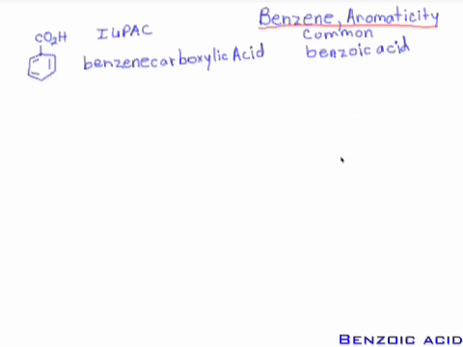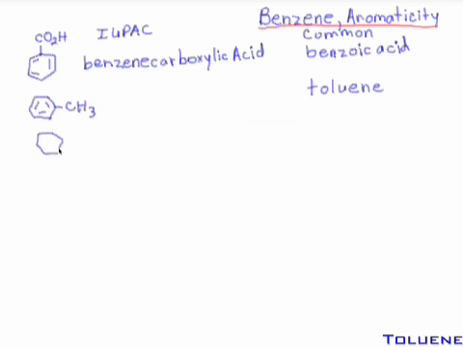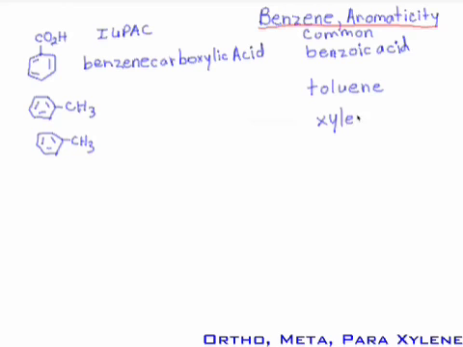Let's look at some other common names that supplant or are often used in preference to the IUPAC name. For example, the name methylbenzene is also hardly ever used. In place of methylbenzene, we use the common name toluene. Toluene is a common name that's been adopted by IUPAC. If you have two methyl groups off the ring, these are called xylene. Dimethylbenzenes are referred to as xylene.